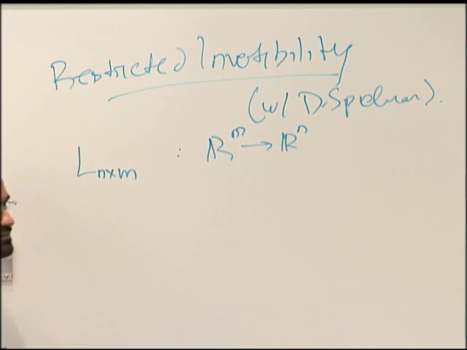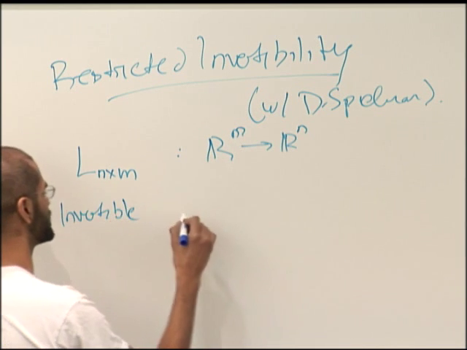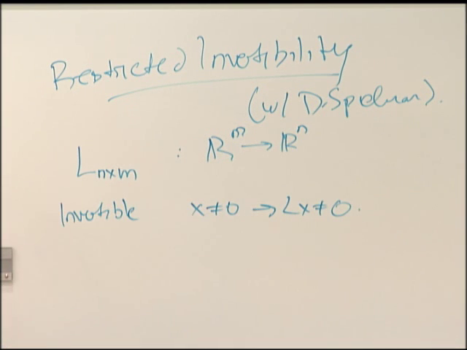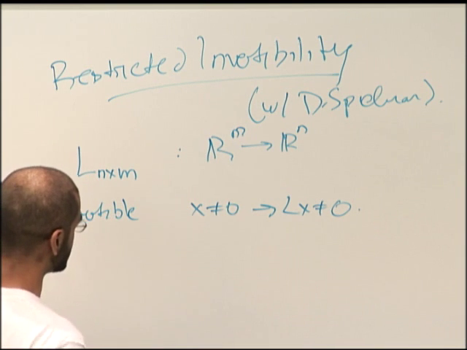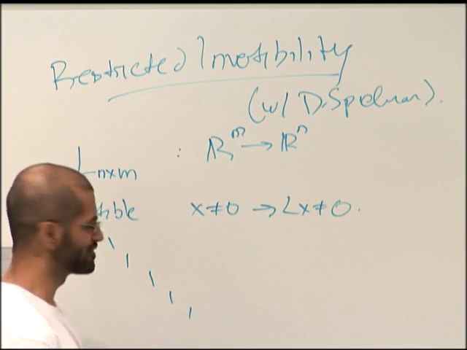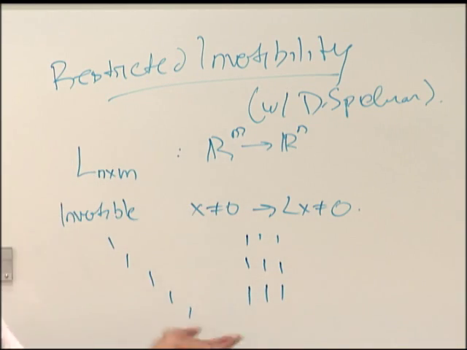And one of the first things I ask about a matrix is, is it invertible? A matrix is invertible if x not equal to 0 implies Lx not equal to 0. This is some measure of degeneracy. So we think of an invertible matrix as non-degenerate or well-behaved in some weak sense. Here's a matrix that's invertible: the identity matrix. Not every matrix is invertible, so you could have a matrix where all the columns are the same. Any matrix that has linear dependencies is not invertible.